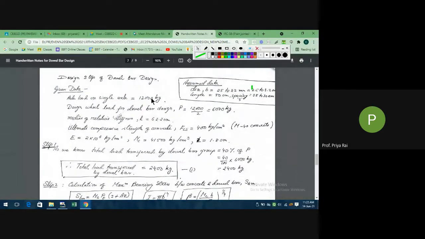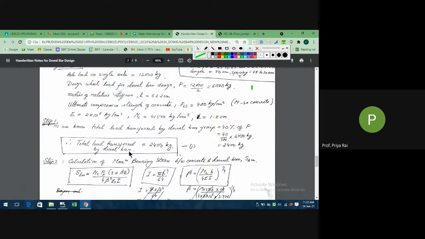So these are the data which has been provided. See here, okay, radius of relative stiffness 60.2, FCS 400, M40 means 400, it is given. And see, B should be the assumed data, okay. B should be within this range, your length should be within this limit, and your spacing should be within this range, okay. So this thing you have to keep in mind before assumption.